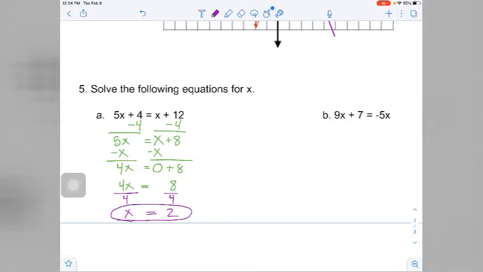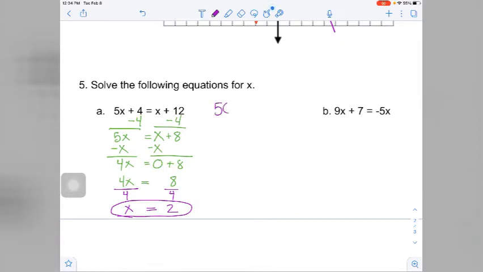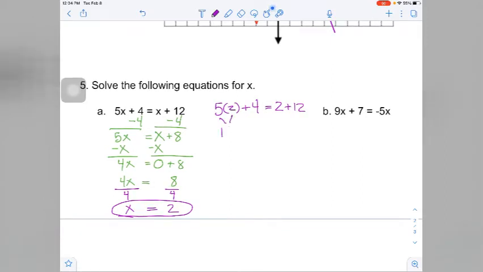Just to make sure I'm right, I should check my answer, which means I should do 5 times 2. If x does equal 2, then 5 times 2 plus 4 should equal 2 plus 12. So let's make sure that's true. On one side, I'm going to do 5 times 2 plus 4, and on the other side, I'm going to replace this x with 2 and turn it into 2 plus 12. Now I just simplify. 5 times 2 is 10, plus 4 is 14. On the other side, 2 plus 12 is 14. And so 14 definitely equals 14.